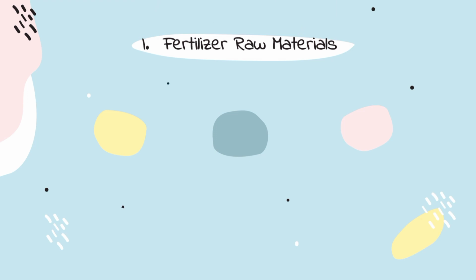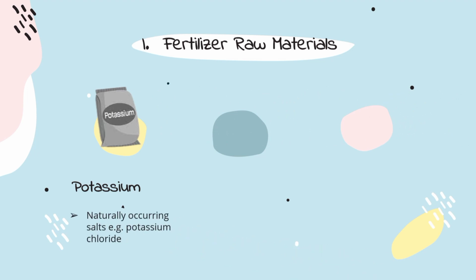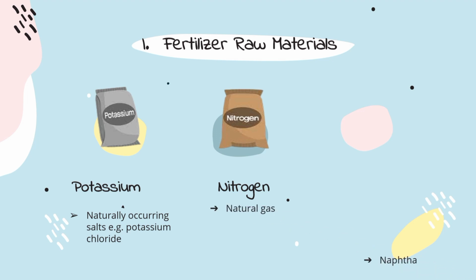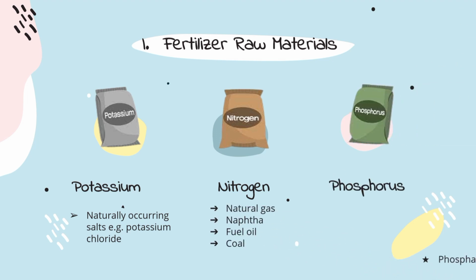Now, we're going to look in more detail at each stage of the fertilizer life cycle. Starting with the fertilizer raw materials. There are basically three raw materials to be extracted. Firstly, potassium, which can be obtained from naturally occurring salts like potassium chloride. While nitrogen can be acquired from natural gas, naphtha, fuel oil and coal. Lastly, phosphorus can be found in phosphate rock and sulfur.